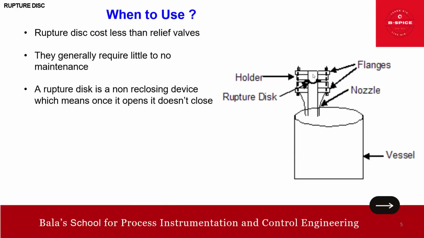A rupture disc is a non-reclosing device, meaning once it breaks, it's over. Once it opens, it doesn't close. Rupture discs are also extremely fast acting. So these are the basic features.